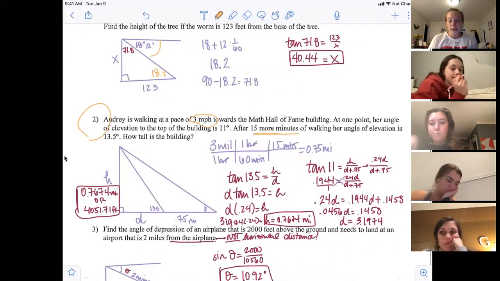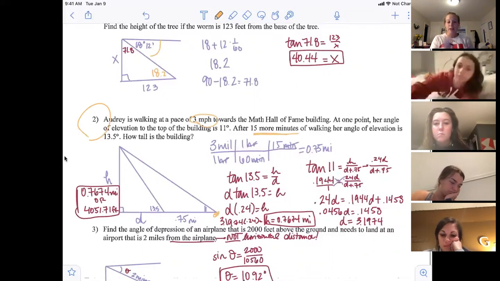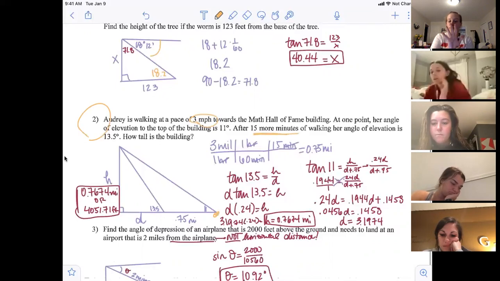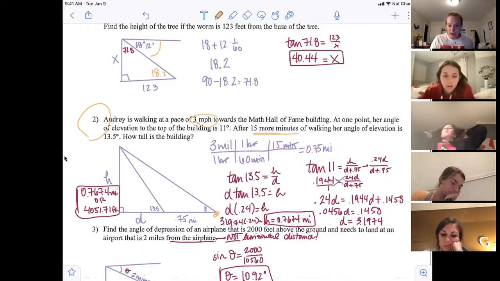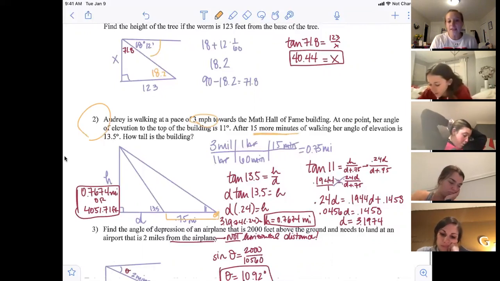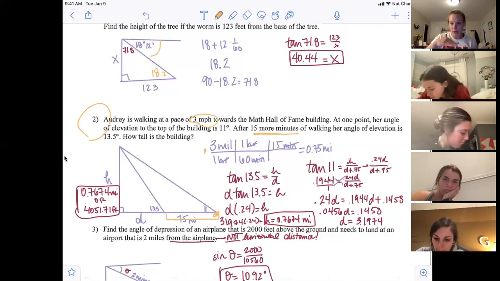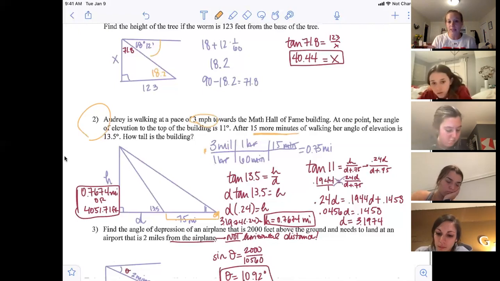It says she's walking at 3 miles an hour towards this building. At one point, her angle of elevation is 11, and then as she gets closer, her angle gets bigger to 13.5. The distance here is 15 minutes worth of walking at 3 miles an hour. So I had to do a little conversion in purple first: 3 miles over 1 hour, and see how much that was for 15 minutes.